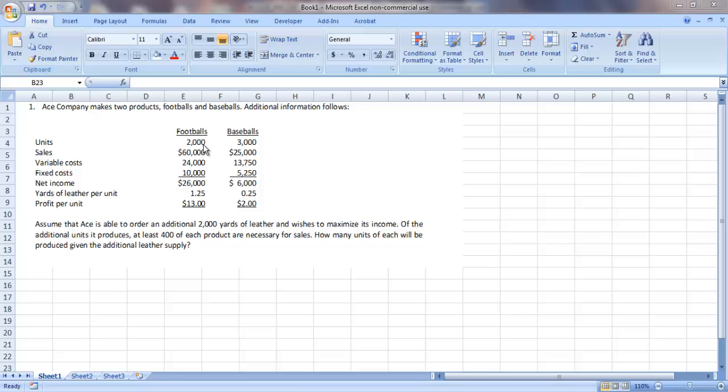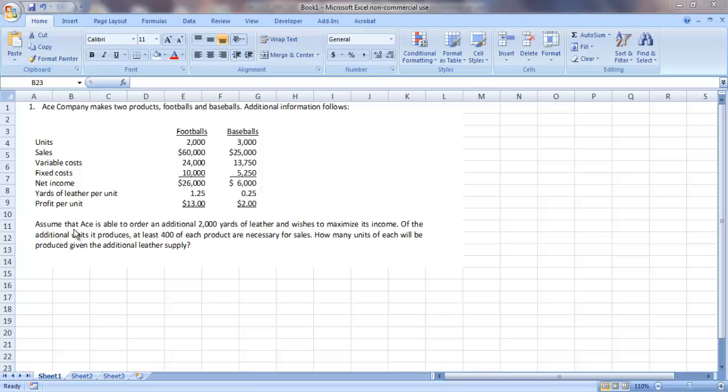We're typically selling 2,000 footballs and 3,000 baseballs for total sales of $60,000 and $25,000 respectively. That level of sales of footballs carries with it variable costs of $24,000, fixed costs of $10,000 for net income of $26,000. Baseballs, on the other hand, generate net income of $6,000 at a production and sales level of 3,000 units. We also know that footballs require 1.25 yards of leather to produce, and baseballs require 1/5 of that amount, or 0.25 yards of leather per unit to produce.